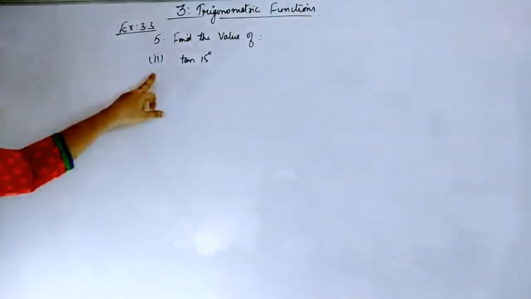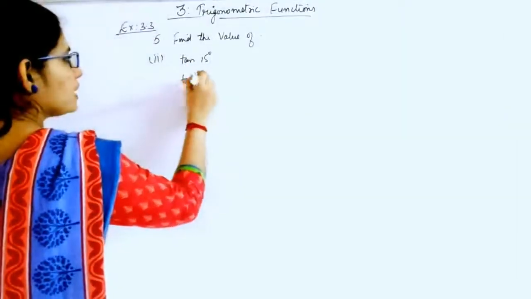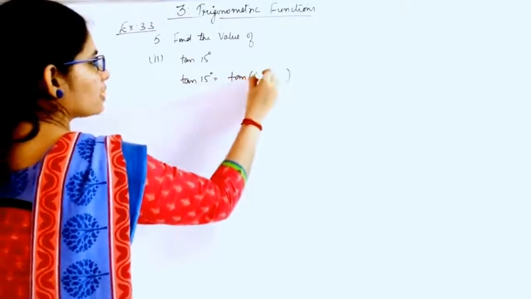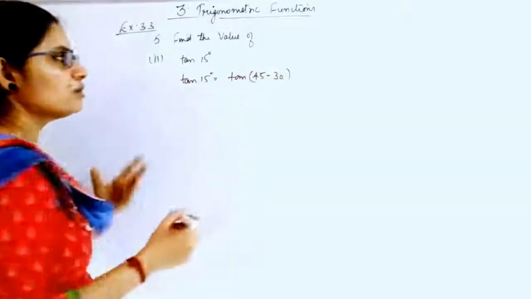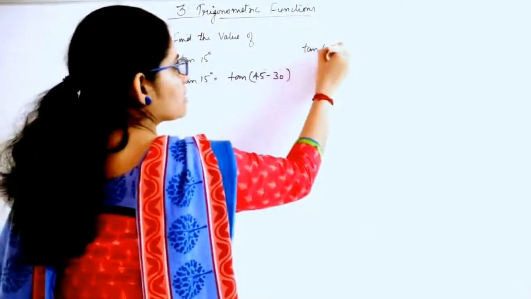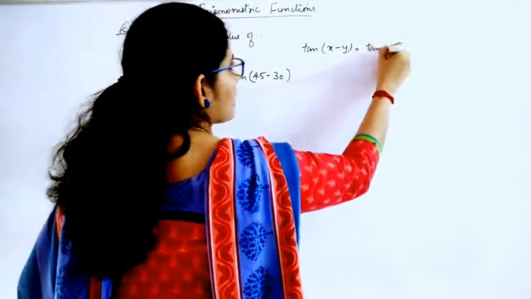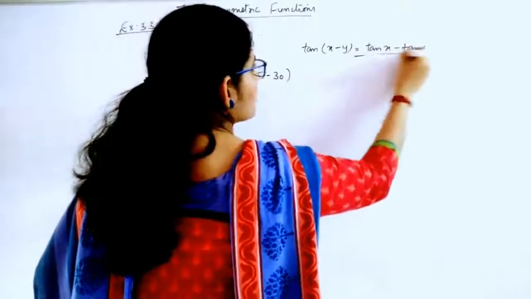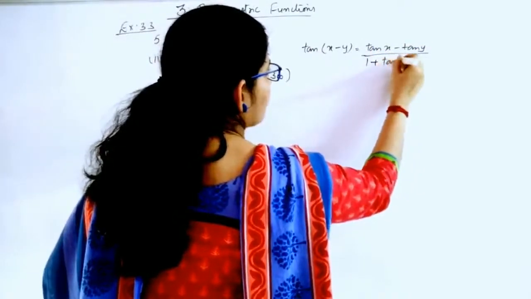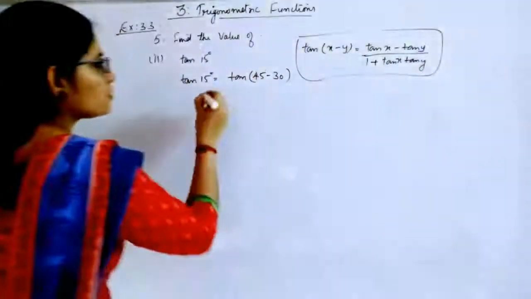Next, the second subdivision of the fifth question is tan 15 degree. For this, we will write tan 15 degree as tan of values which you know. 45 minus 30 also gives you 15 degrees. So now we can use the expansion of tan of x minus y, with a minus sign in between. So tan of x minus y is tan x minus tan y divided by 1 plus tan x tan y. You should know all the formulas, then only it will be easy for you to do the problems.